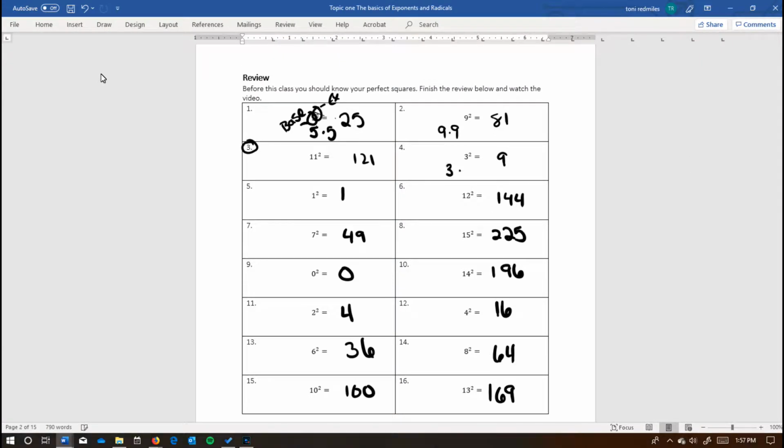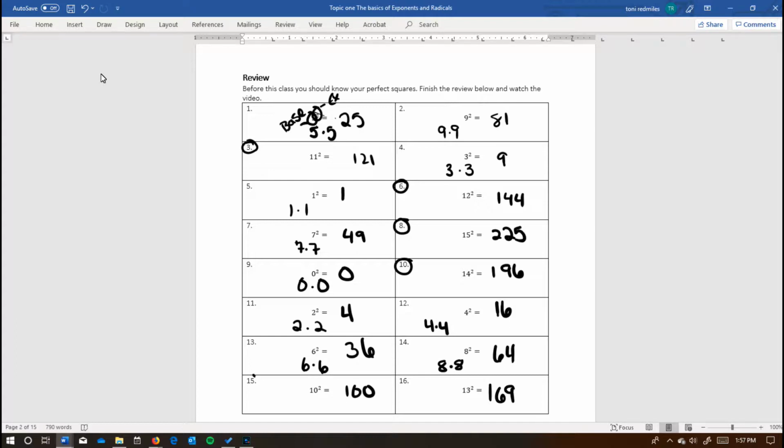All right, this one's just 3 times 3. The 2 controls how many times I multiply the 3. This one's just 1 times 1, which is going to give me 1. It's a 2-digit. This is just 7 times 7. 7 times 7 is 49. This is a 2-digit. This is 0 times 0, which is 0. 0 times anything is 0. Here's another 2-digit. This is 2 times 2. 2 times 2 is 4. This is 4 times 4, which is 16. And this is 6 times 6, which is 36. And this is 8 times 8, which is 64.